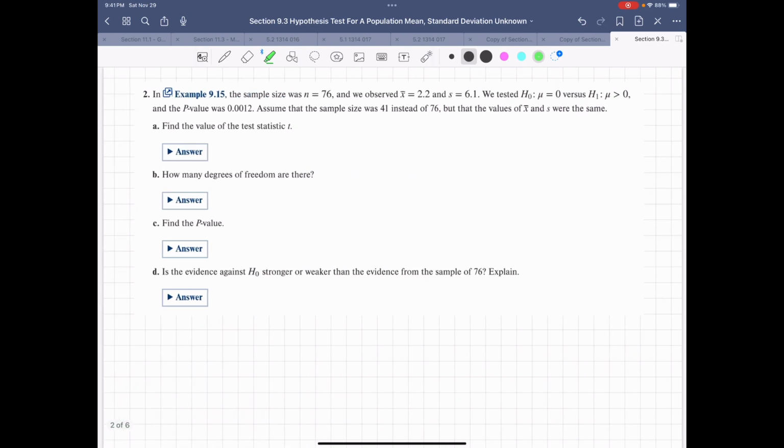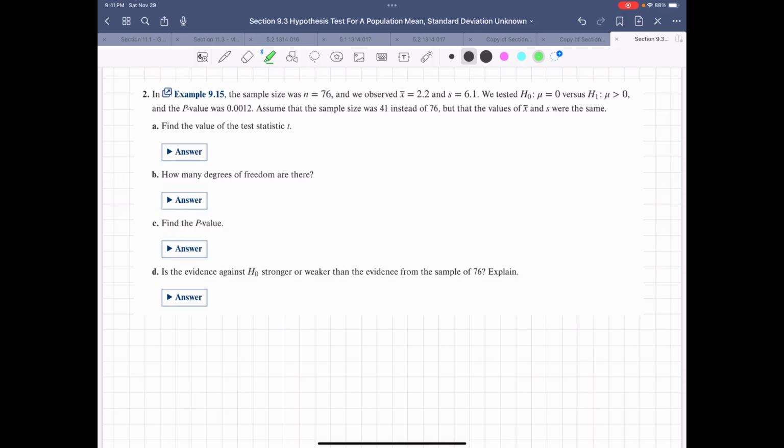Let's look at example 2. Example 2 says, in example 9.15, the sample size was n equals 76, and we observed that the sample mean, x bar, equaled 2.2, and s equaled 6.1. Remember the 6.1, the s, is the standard deviation of our sample. We tested the null hypothesis of mu equals 0 versus the alternate hypothesis that mu is greater than 0, and the p-value was 0.0012. Assume that the sample size was 41 instead of 76.